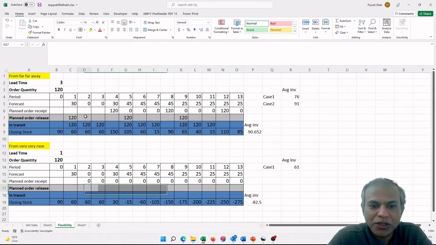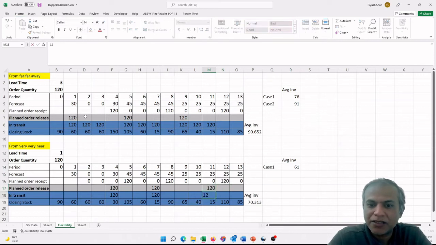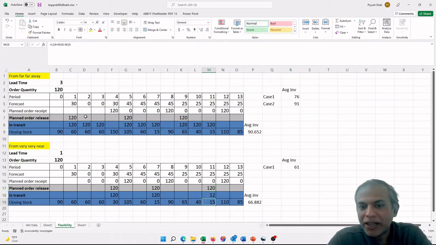I delete these two things. I have a negative in period 5, so I order 120 in period 4. I get 120 here. I have a negative in period 8. I order in period 7. I have a negative in 12. I order here again, one period before that, and that is in transit. If you look at that, now my average inventory is 67 in case 2.